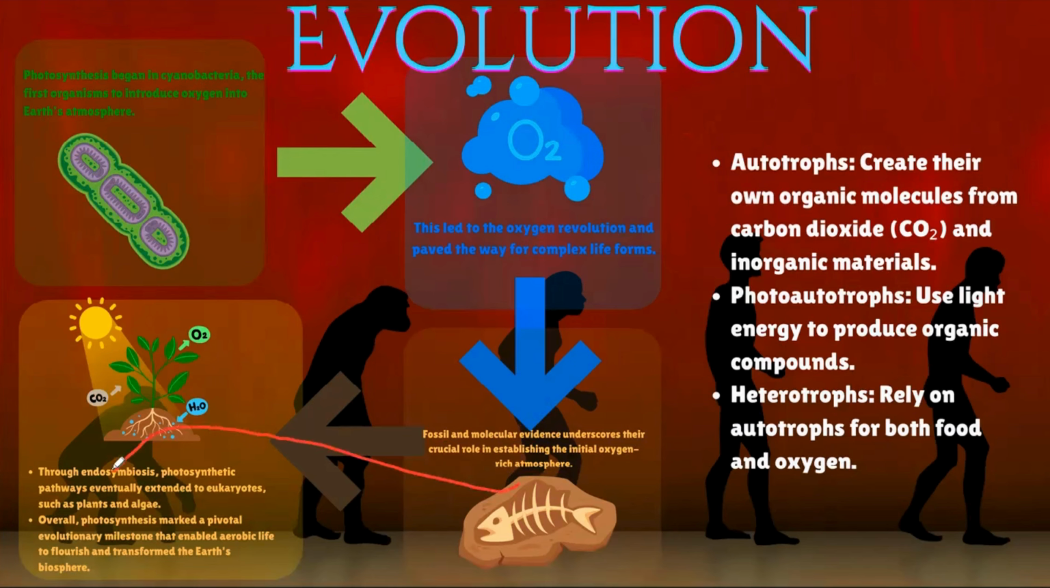Through that theory of endosymbiotic relationships, we now understand that photosynthesis and its pathways extend to eukaryotes such as plants and algae. This is really important because we now realize that plants can harness CO2 and produce oxygen, taking in water and the sun's energy to flourish and help other organisms survive, since those organisms need to utilize the oxygen that plants produce. So it all revolves around each other.